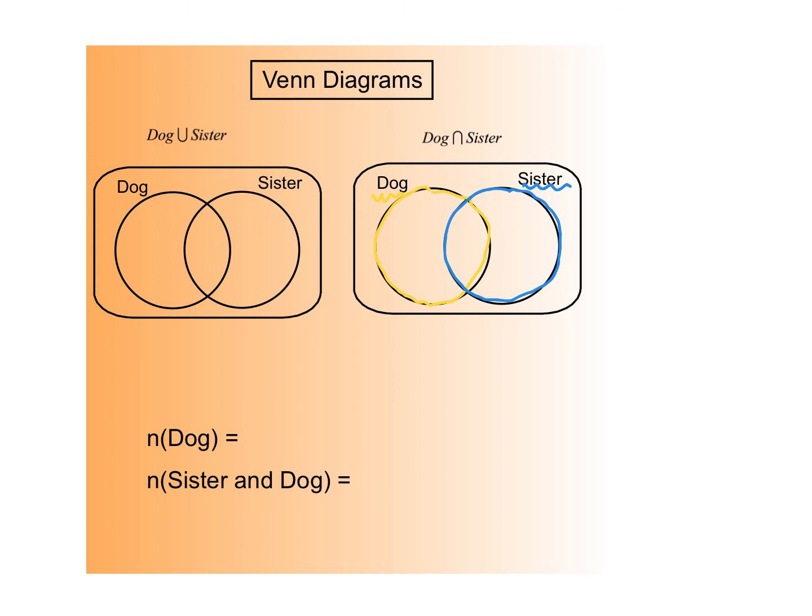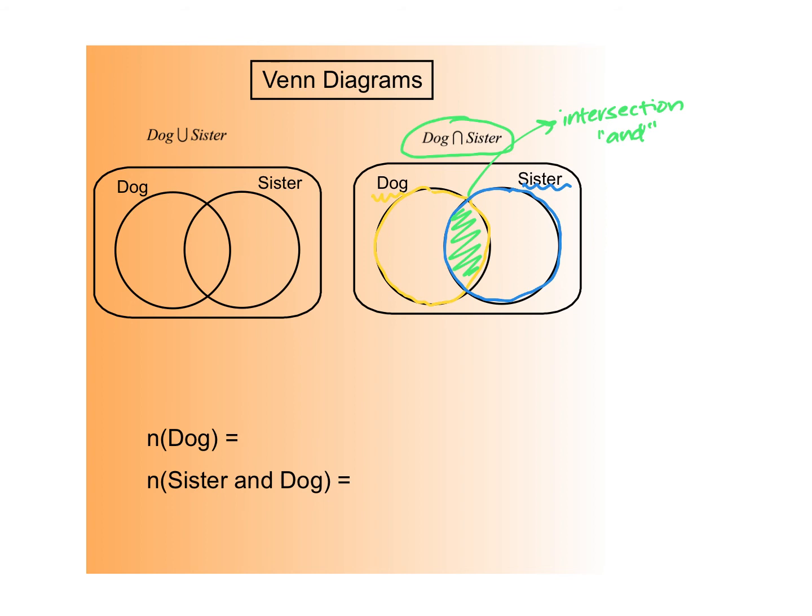You can see that those two circles connect, they overlap. This overlap is called the intersection. This represents the and, people who have a dog and a sister. And again, this symbolic notation here is that upside down U.